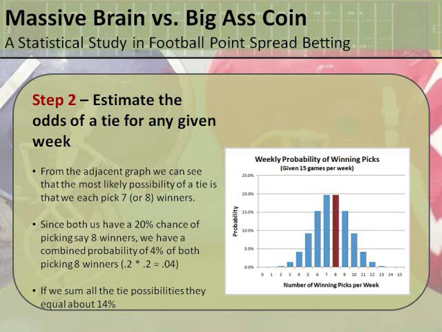So the odds of both players winning 8 games is 20% times 20%, which equals 4%. If we then summed all these products across all tie possibilities, we get about 14%. That means in any given week, there is about a 14% chance that the massive brain and the big ass coin will pick the same number of winners.